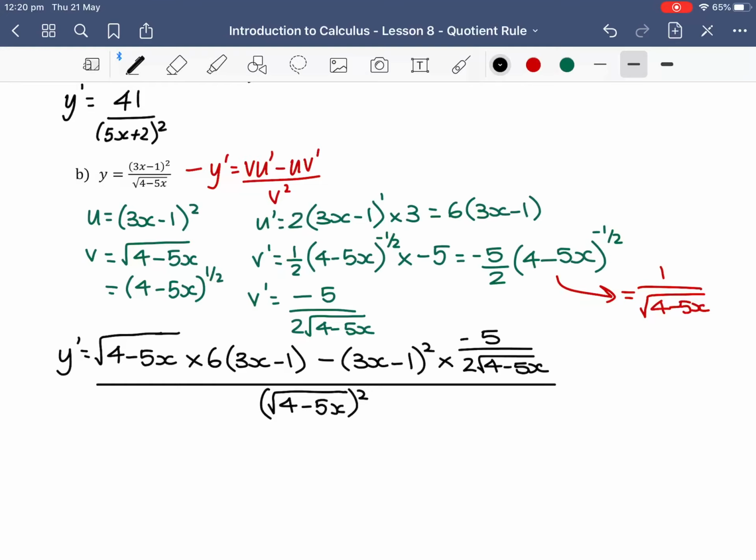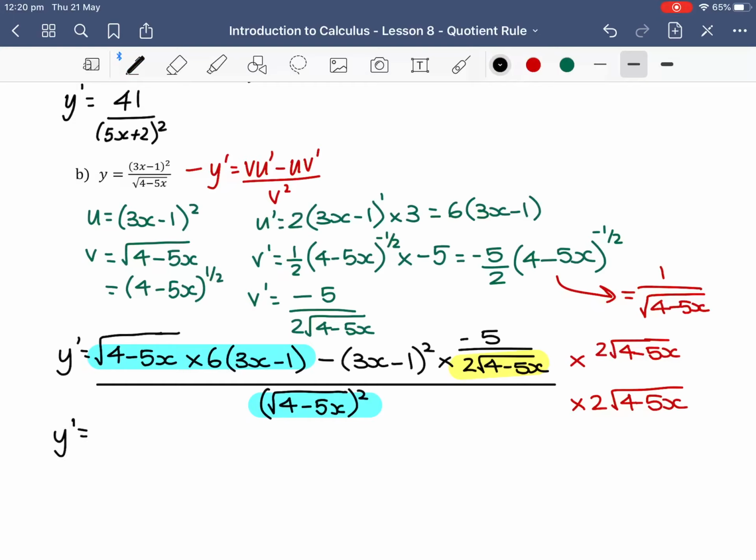So what we are going to do, so that we can get rid of this denominator here, is multiply our other term on the top and the bottom. So we're going to multiply our first term and our bottom by 2 root 4 minus 5x. This will get rid of this fraction. Multiply by 2 root 4 minus 5x.